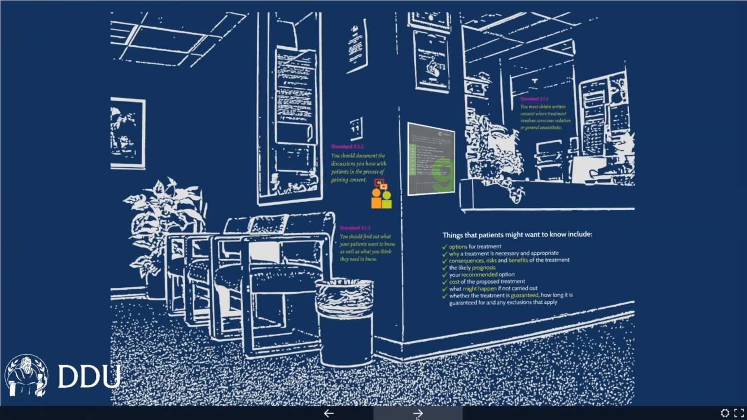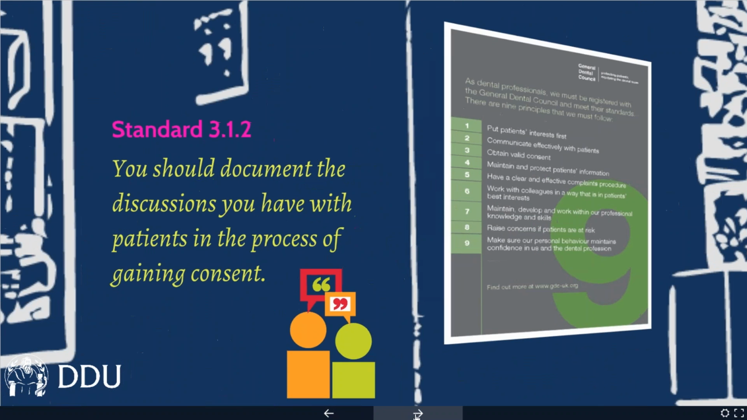So we're back to our surgery wall now, and we've got our poster here, and let's have a look at some more things that this required of us. Talking about record keeping, standard 3.1.2 says that you should document the discussions that you have with patients in the process of gaining consent. I can't stress this too much. We don't need to write War and Peace in our records, but it's really important that, particularly when we're dealing with claims and complaints and the like, that we've got some indication of the narrative of that whole consent process.